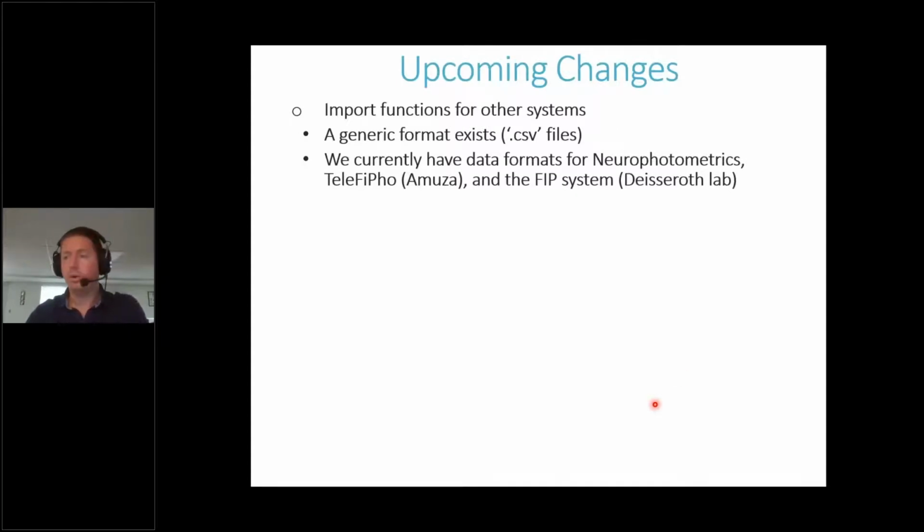So that's a general overview, and we set this up starting at the most basic level, but one of the things we're doing is setting up to import from other systems. We have a generic CSV import that can work, but we've been working with a lot of other labs and are very glad to have their support for getting data from Neurophotometrics, TeleFIFO, which is a new wireless system from Amusa, and the multi-site system, also called the FIP system, that was developed by the Diceroth lab in 2016.